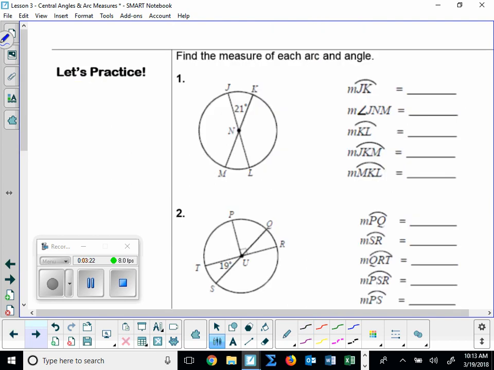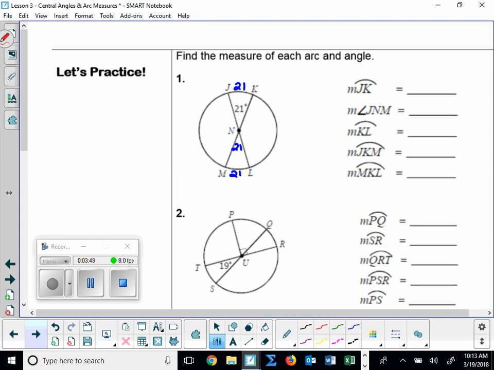All right, so let's do a little practice here. First off, we're going to annotate our diagram before we even look at the rest of the problem. I have a central angle, which means that arc JK is also 21 degrees. I have a vertical angle, so angle MNL is 21, and arc ML is 21 degrees.